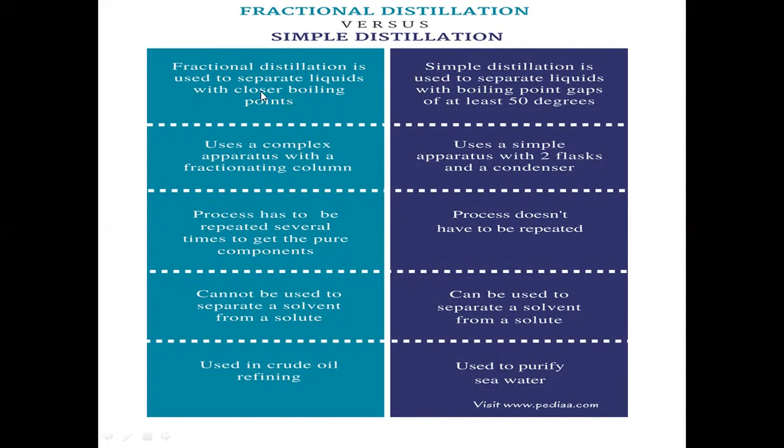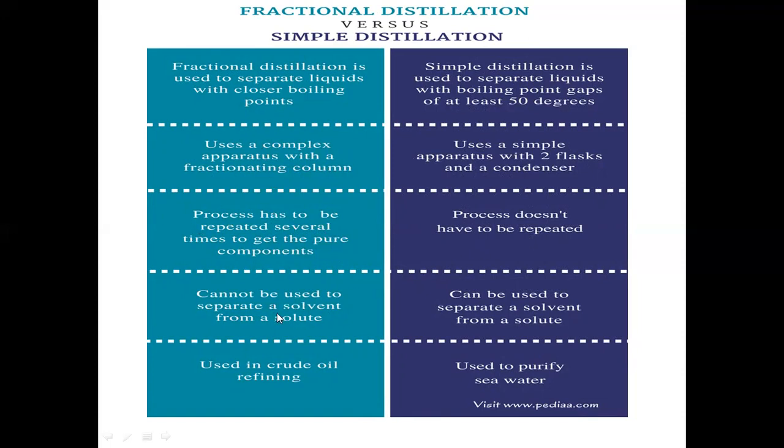This table allows us to compare fractional distillation to simple distillation. Fractional distillation is used to separate two or more liquids with close boiling points. Simple distillation is used to separate liquids with large boiling point differences. Fractional distillation uses a complex apparatus with a fractionating column, while simple distillation does not need a fractionating column. For fractional distillation, you usually have to repeat the process several times to get pure components. Simple distillation does not need to be repeated multiple times.